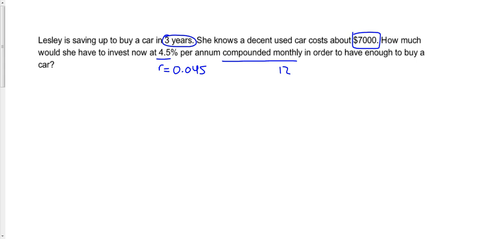Now that means she doesn't have $7,000 right now. The question says how much would she have to invest now? So she needs $7,000 in the future, and that means this 7,000 is our A value. So what we don't have is our P value. Let's go through and identify our A, P, I, N values.